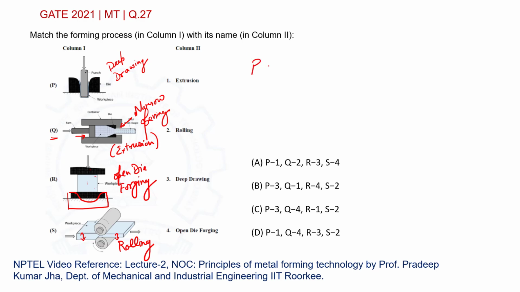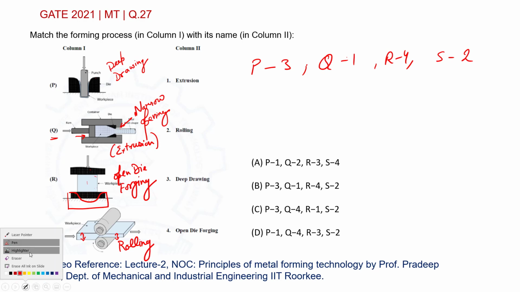So the correct series will be: P is deep drawing, that is 3; Q is extrusion, that is 1; figure R represents open die forging; and figure S represents rolling operation, that is 2. So the correct option is option B.